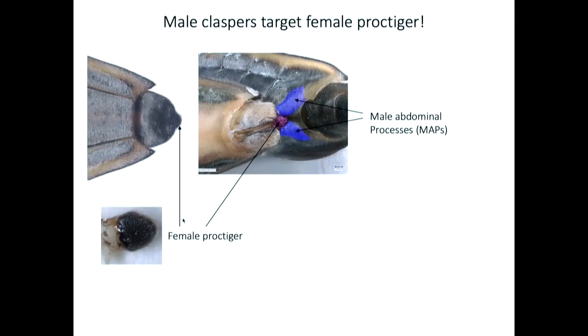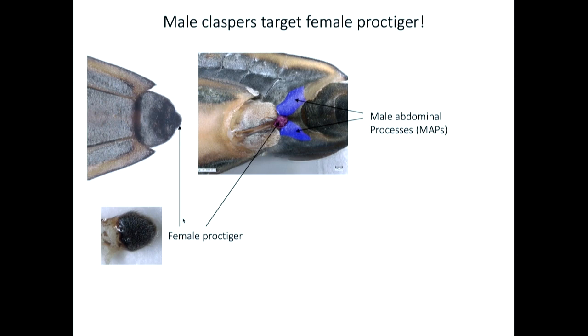So male abdominal processes, you can see them here highlighted in blue. They target a structure at the tip of the genitalia of the female called the proctiger, which is this last segment here, hidden here. If you dissect it, it looks like this. And they basically sit really nicely on this proctiger, and it allows the males to resist the female and also to open the genitalia to copulate.